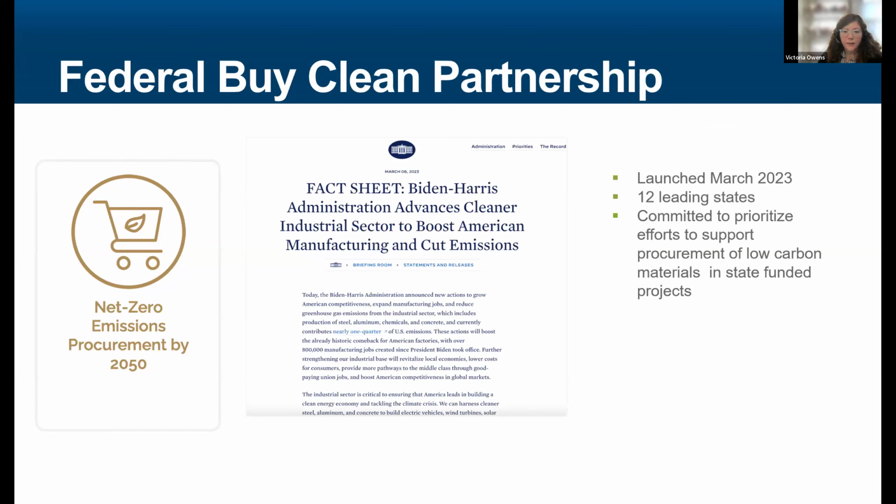We also have a little bit about the Buy Clean Partnership. It's a partnership with 12 leading states committed to prioritizing efforts to support procurement of low embodied carbon materials in state-funded projects as well. Those states would be California, Colorado, Hawaii, Illinois, Maine, Maryland, Massachusetts, Michigan, New Jersey, New York, Oregon, and Washington. And also later, Minnesota signed on to that partnership. So these states have agreed to lean into this partnership, and the U.S. Climate Alliance is also supporting policy, technical, and analytical assistance for participating members for their state level Buy Clean efforts.